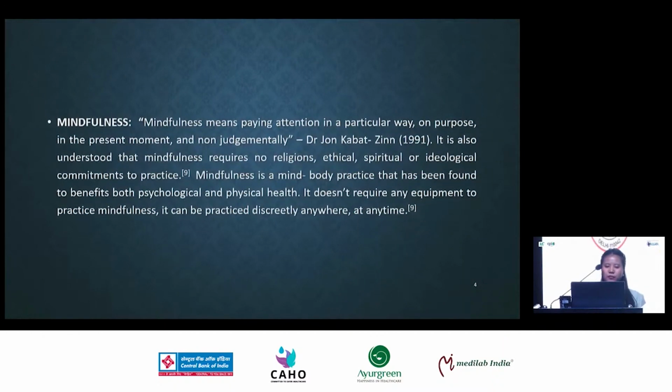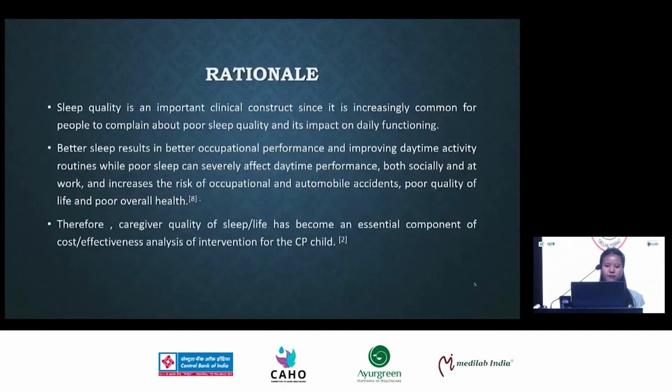Mindfulness is a mind-body practice that has been found to benefit both psychological and physical health. It doesn't require any equipment to practice mindfulness. It can be practiced discreetly anywhere at any time.